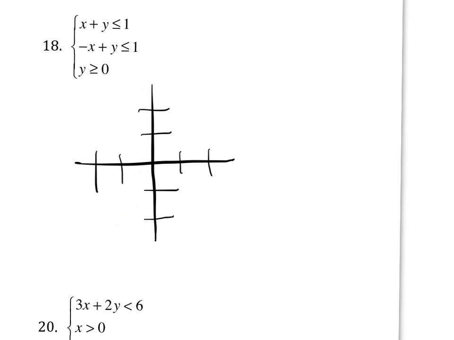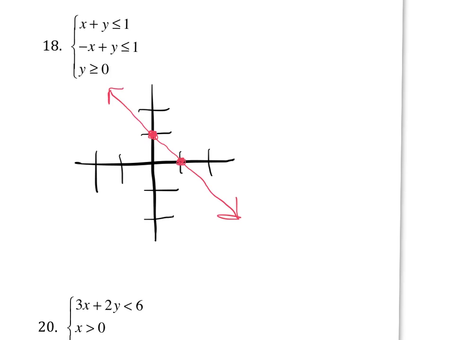For number 18, we have x plus y is less than or equal to 1. In order to graph this equation, if we cover up the y value, we have an x-intercept at 1. And if we cover up the x, we have a y-intercept at 1. So we know that our line will connect these 2 points, and it will be a solid line since it is less than or equal to.